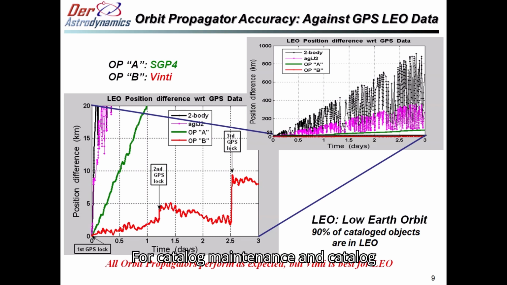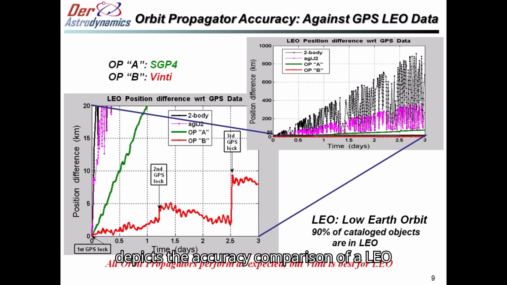For catalog maintenance and catalog building, observations are usually collected and processed in short time duration within 1 day. That is, orbit propagators are needed in track association and orbit determination, IOD and DC, in UCT processing. Again, in year 2024, at least 90% of space objects are in the LEO regime.